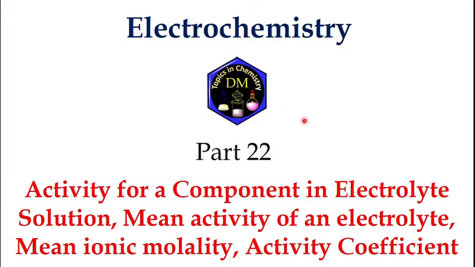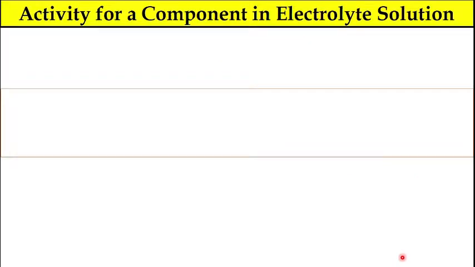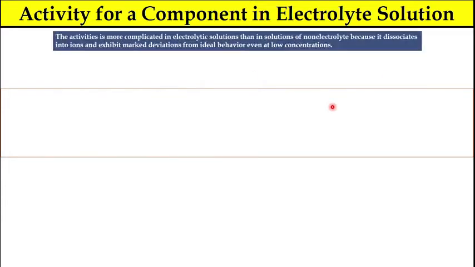Hello everyone. Today I am going to discuss part 22 lecture of electrochemistry and the following topics will be discussed in this lecture. The topics are activity for a component in electrolyte solution, mean activity of an electrolyte, mean ionic molality, activity coefficient. Now see the first slide. Activity for a component in electrolyte solution.